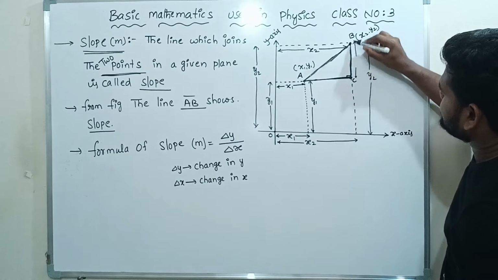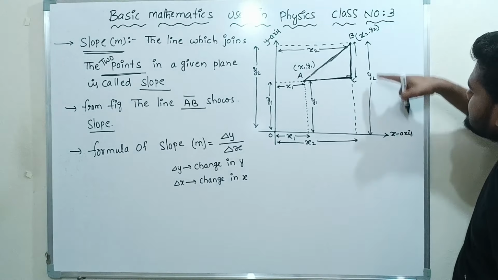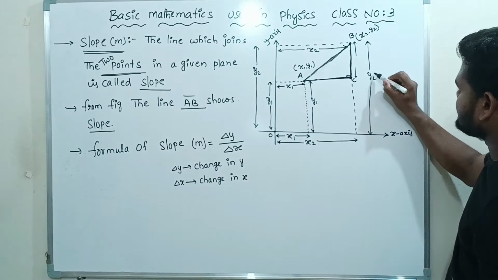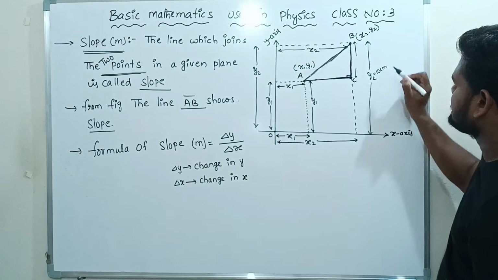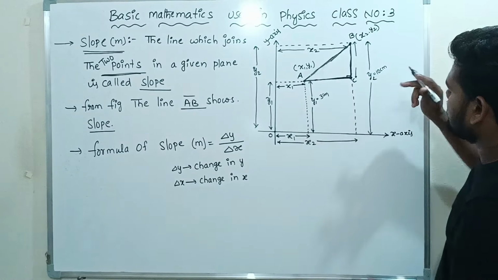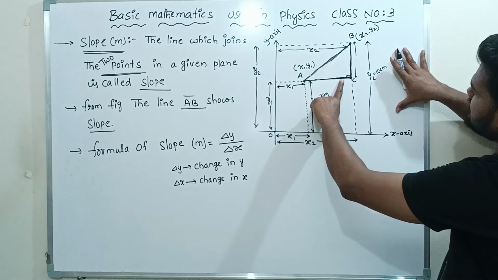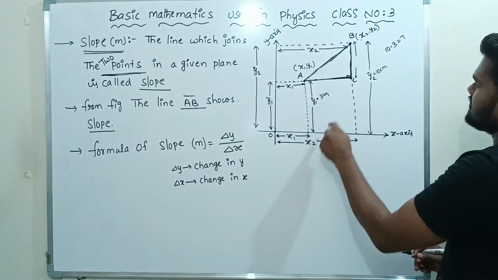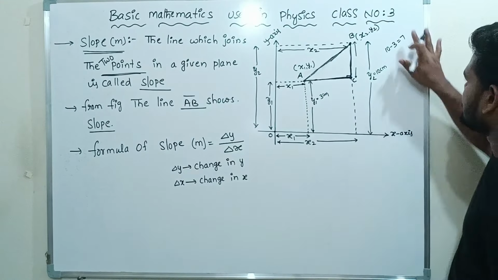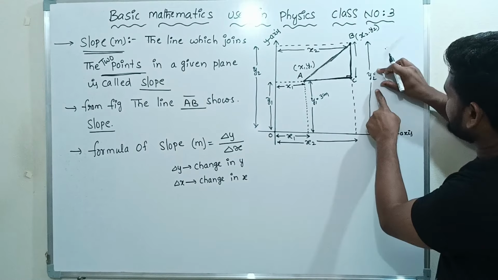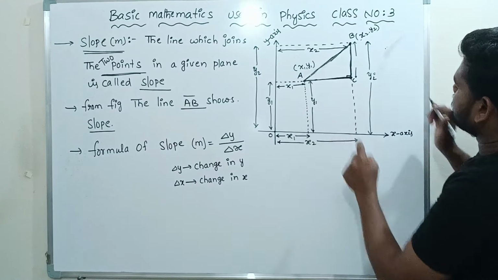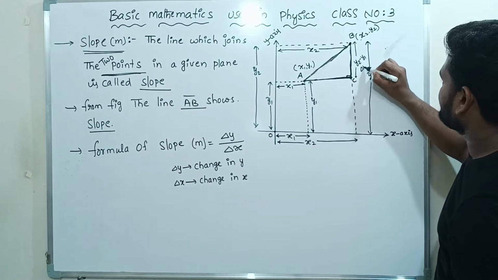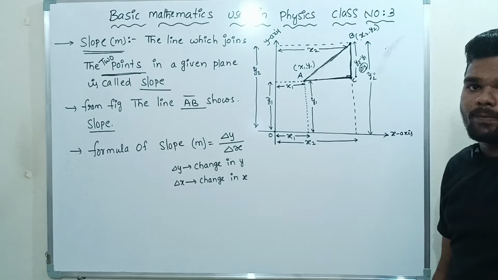Then what is the length of one side of the right angle triangle? This is y2 and this is y1. Then the side BC is equal to how much? Let us consider y2 is equal to 10 centimeters and y1 is equal to 3 centimeters. What is the remaining side? 10 minus 3 is equal to 7 centimeters. Likewise, from here to here is y2 and from here to here is y1. So the change in this side is y2 minus y1. Now this y2 minus y1 is called the change in y. Are you getting?